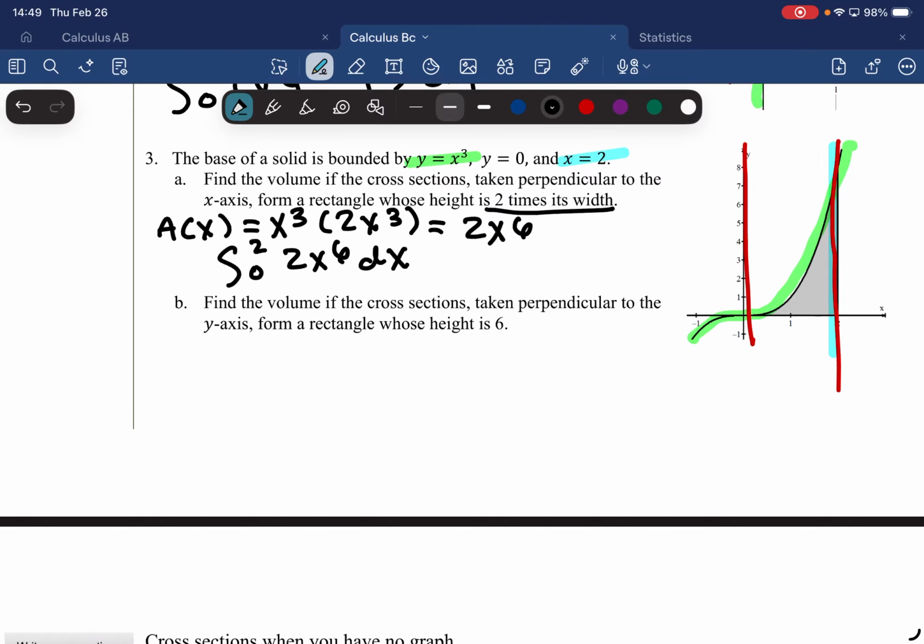Part B says find the volume if the cross sections taken perpendicular to the y-axis form a rectangle whose height is 6. Okay, so in order to do that, first I have to make sure that it is in terms of y, so I have to get x by itself. So I have y is equal to x cubed. So in order to get x by itself, I would take the cube root of both sides. So x is equal to the cube root of y.